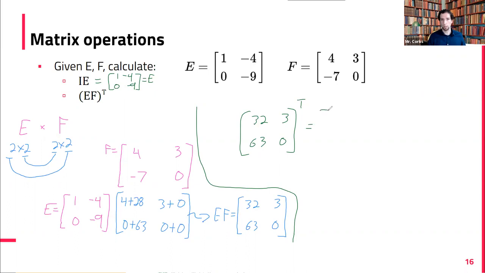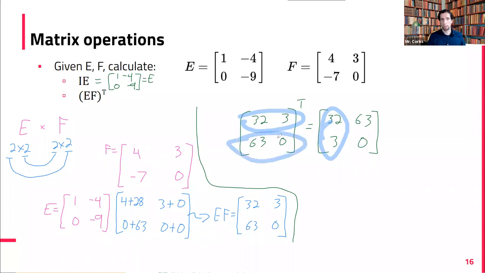And if we do that, what will we get? 32, 63, 3, 0. Remember, for transposing, we just take the first row and rewrite it as the first column, and take the second row and rewrite it as the second column. And that's it. Okay, so there is our result. This thing here then is EF transpose. Done.